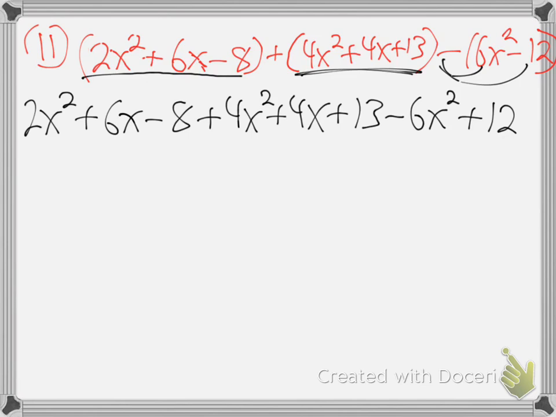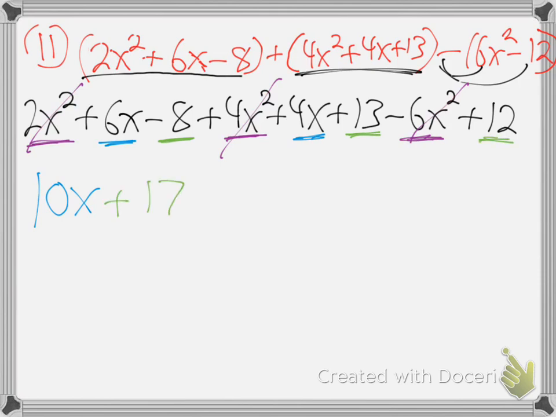All right, so now let's combine like terms. We've got 2x squared and 4x squared is 6x squared, and minus 6x squared is 0. So the x squareds drop out. They are gone. Now for the regular x's. We've got 6 regular x and 4 regular x makes 10 regular x. And then finally the plain old numbers, minus 8 plus 13. What's that, 5? And 12, 17, done.